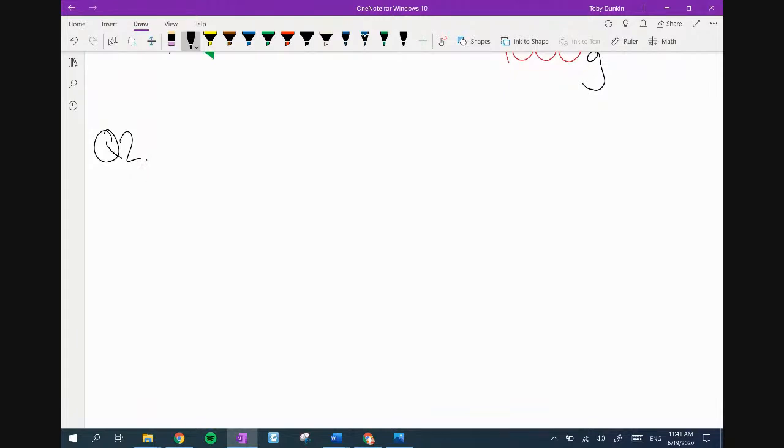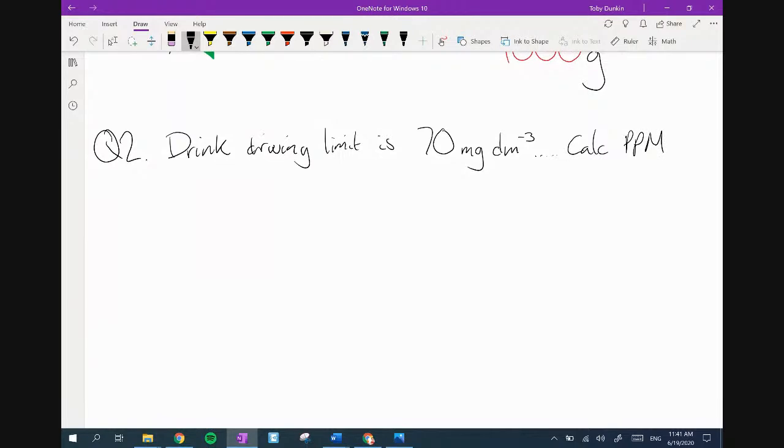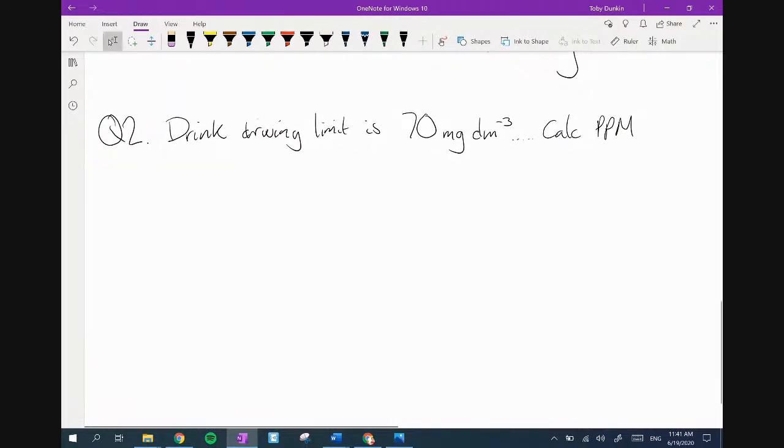So question number two, and we had this from our ethanol question, the drink driving limit is 70 milligrams per liter of blood. So then it says, therefore, calculate ppm. What would be your ethanol level in parts per million if you were at the drink driving limit? So X over volume, over Y times a million.